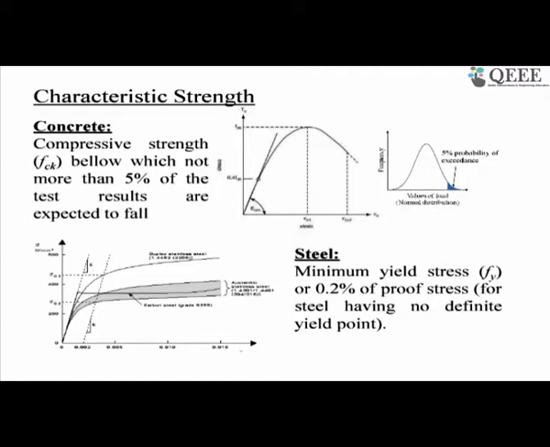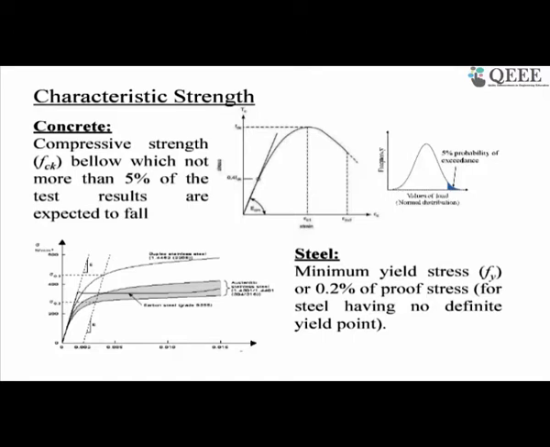And for concrete, what is characteristic strength? I'm talking about compressive strength of concrete, because in an RC structure, the purpose of concrete is to take the compression. That's why we always talk about compressive strength of the concrete. Wherever you talk about strength of concrete, it implicitly means compressive. Now, characteristic compressive strength of the concrete is the strength below which not more than 5% of the test results are expected to fall.